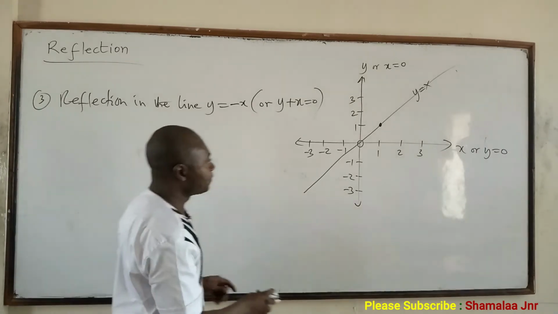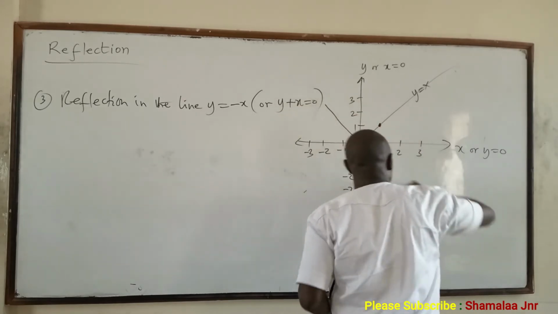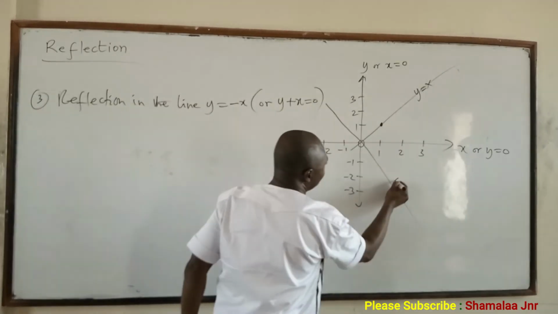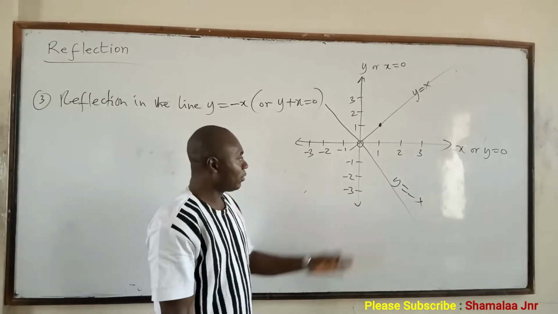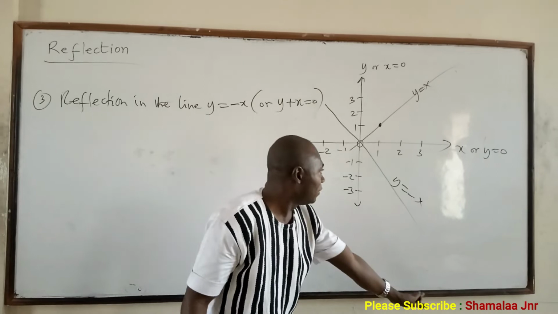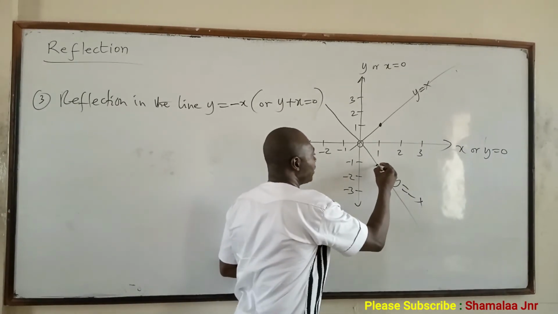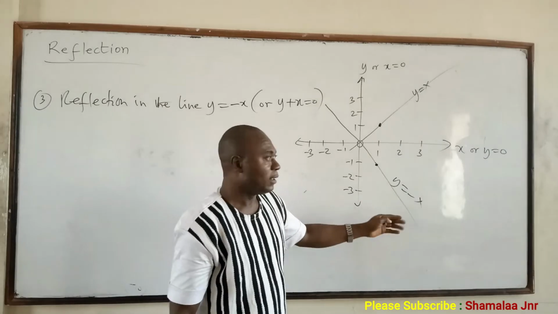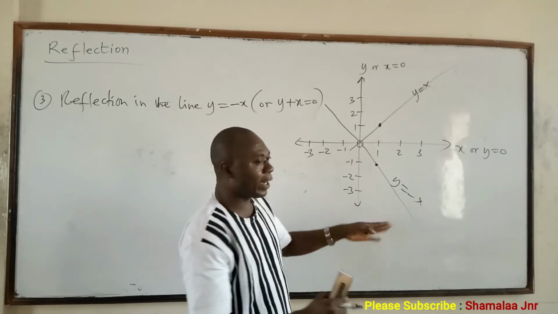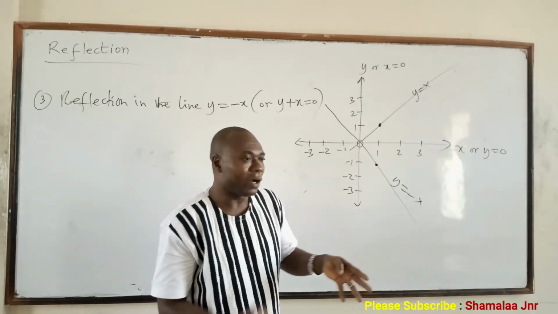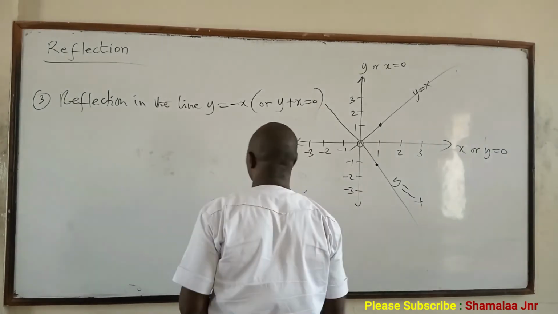Now, this is the line y equal to -x. This line. Y equal to -x. So what this means is that when you pick any point on this line, the x coordinate is the negative of the y coordinate, and the y coordinate is also the negative of the x coordinate. Are you seeing it? So that's what it means.